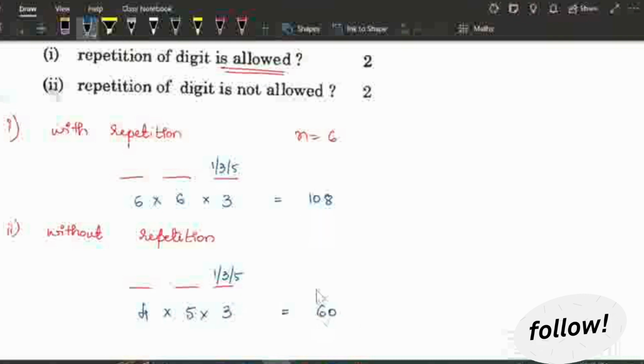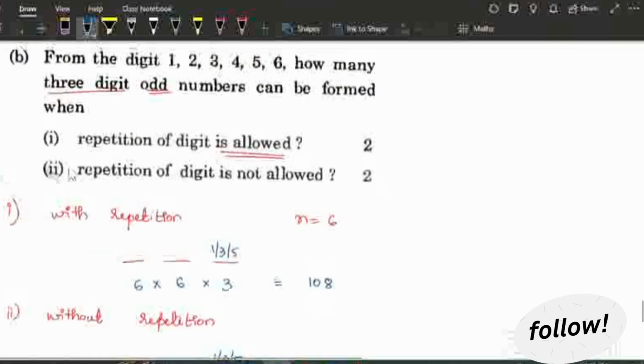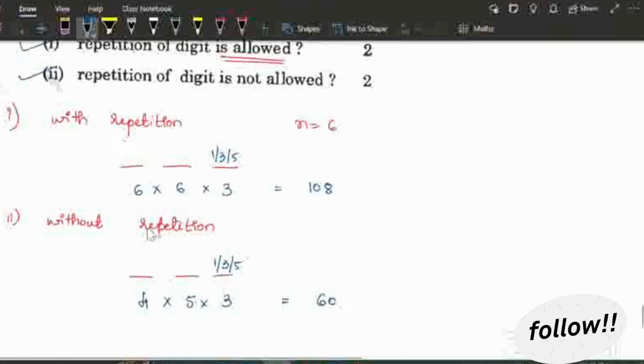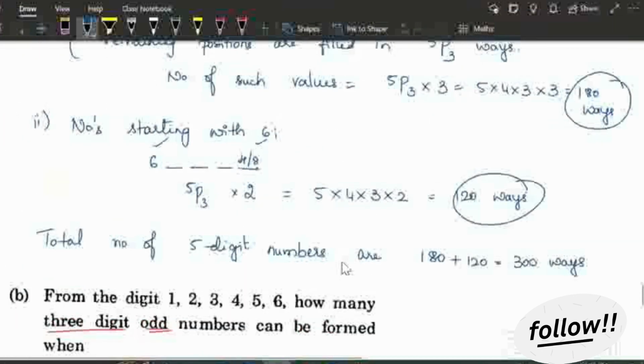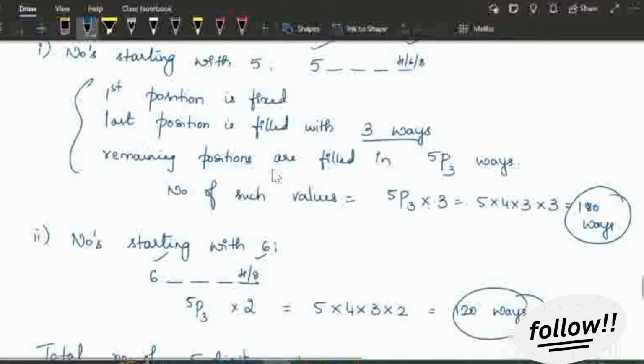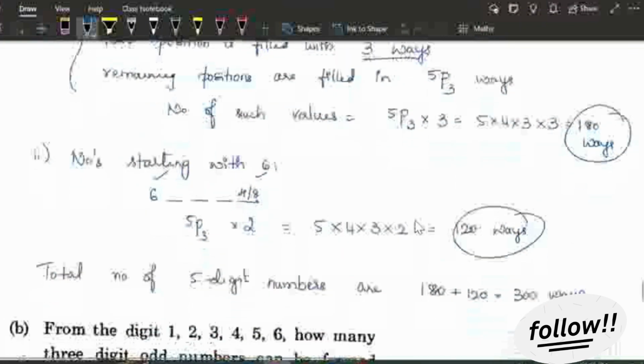Here we are not adding this because these are two different questions. And again, just don't write this much. You have to write statements like this.